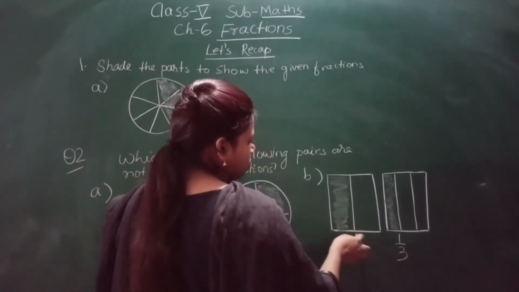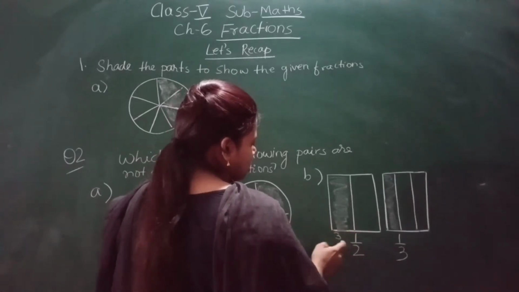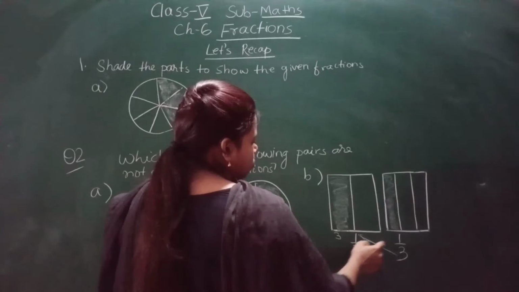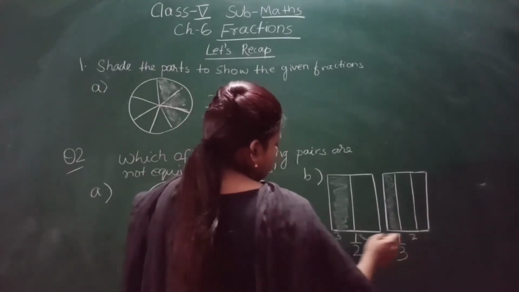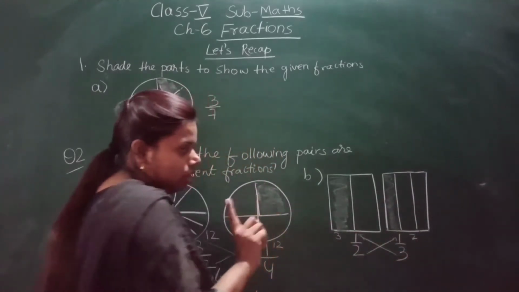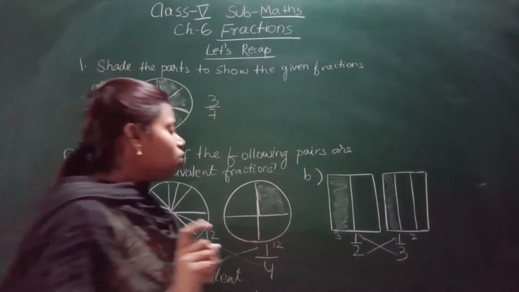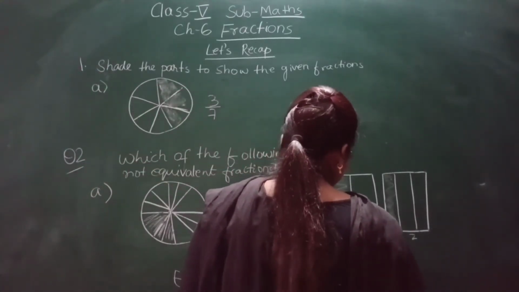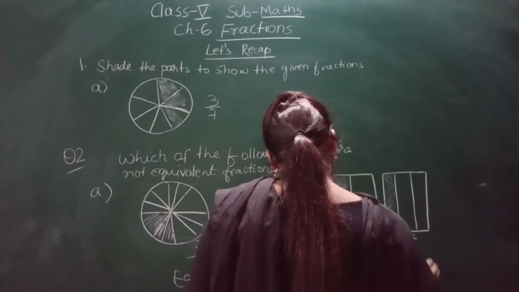So 3 times 1 is 3, we got separately, you can write. And this one, 2 times 1 is 2. So can you see this is 3, this is 2. Are they equal? No. That means they are not equivalent.